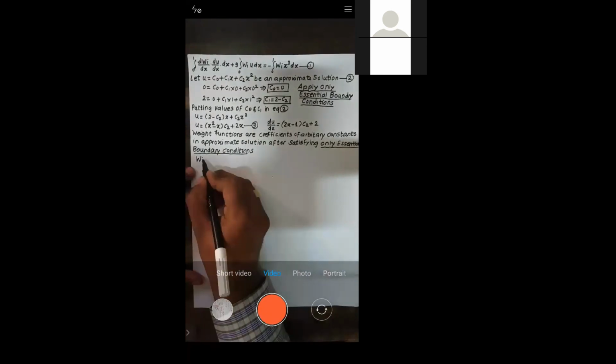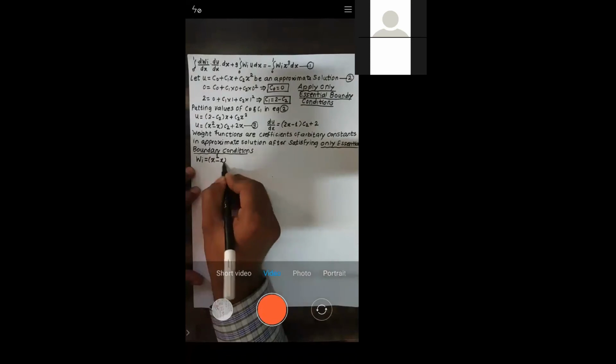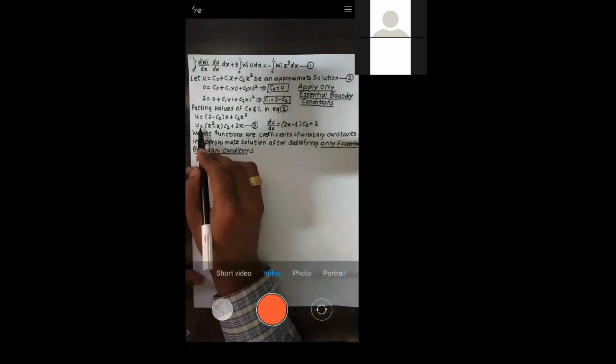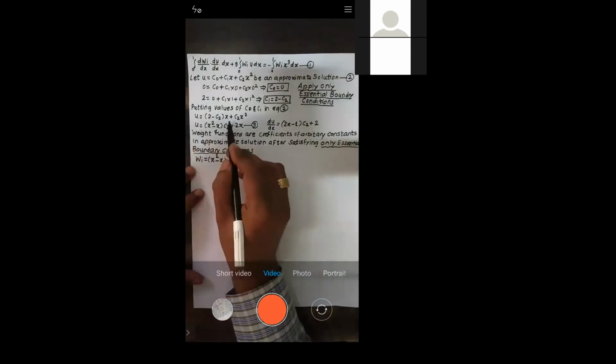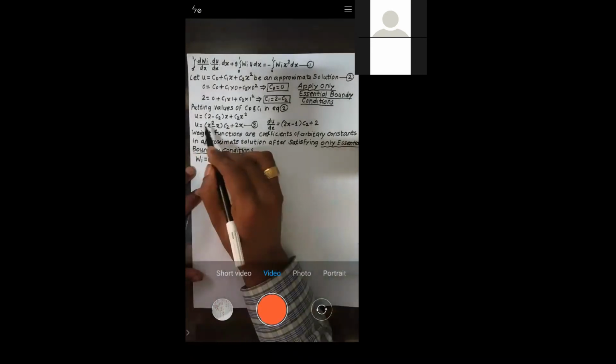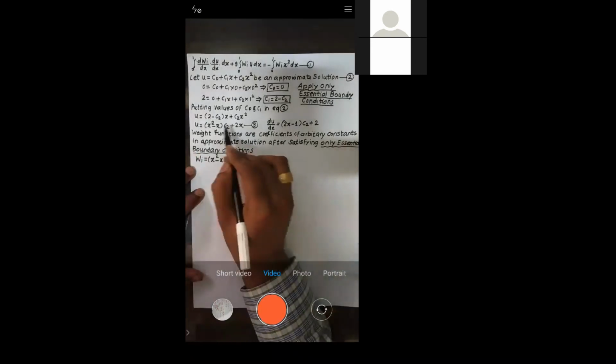What I told you, weight functions, you need to take it from the equation of approximate solution. Approximate solution is u. So in the approximate solution, that is u, whatever the constant that you have, its coefficient you need to take as a weight function, provided this equation has been derived by applying only essential boundary condition. Is it okay? So weight function is x square minus x.